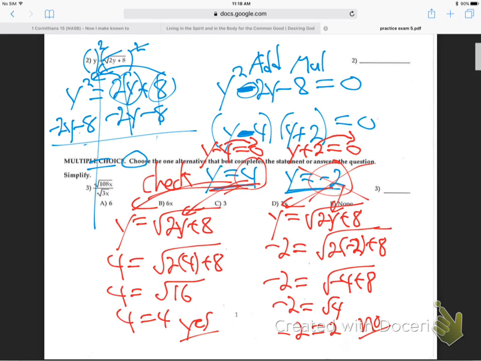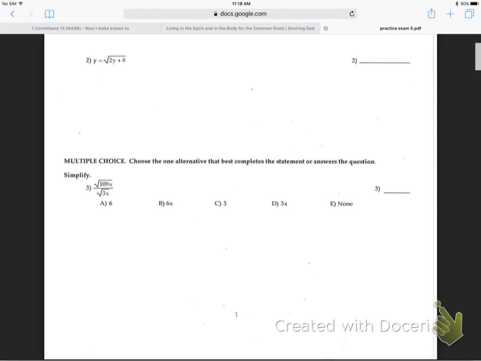So I'm gonna give us a fresh screen for number 3 here. Let's do it. Number 3. Try that one. Can you see it? Kind of small. I'm gonna bring it up here. So number 3, square root of 108x over the square root of 3x.